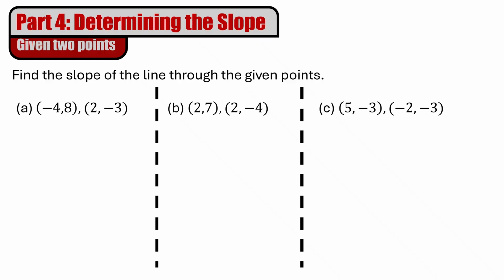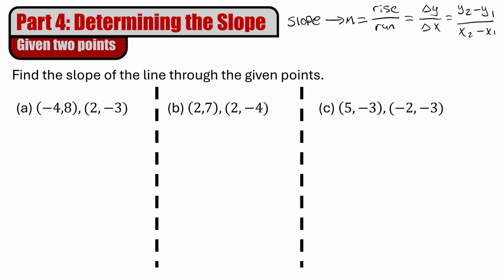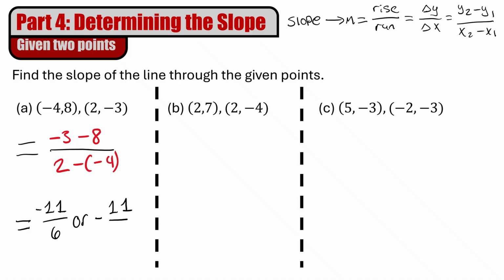Now let's practice finding the slope when we're given 2 points instead of a graph. We're going to use the slope formula. Slope, or m, is equal to rise over run, or change in y over change in x, which ultimately is subtracting the y values on top, then subtracting the x values on the bottom. Let's start with example A. Using the slope formula, the slope will be equal to (-3 minus 8) over (2 minus -4). -3 minus 8 is -11. And 2 minus -4 is 6. So the slope is -11/6.